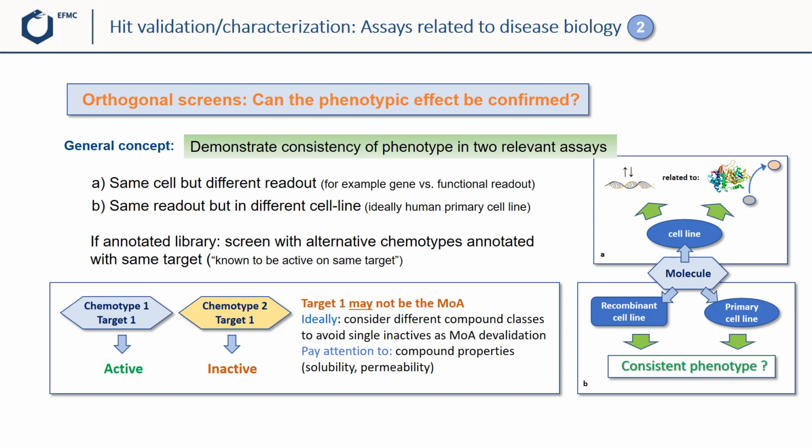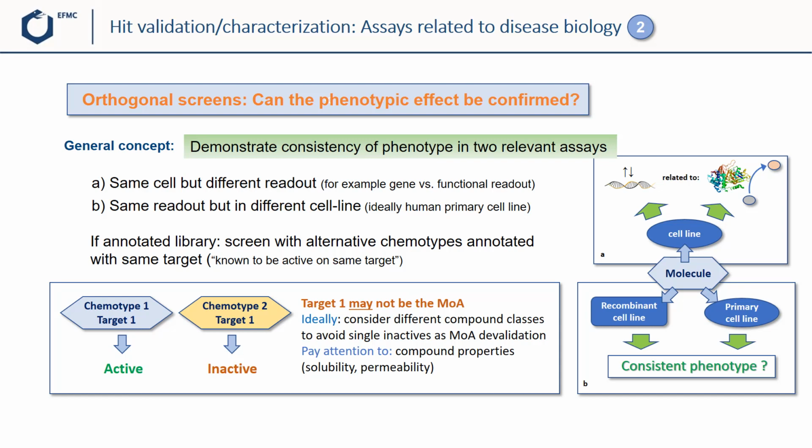The next relevant item in the proper triaging cascade is an orthogonal screen to further verify the observed phenotypic effect to be real. In general, this is to show the consistency of the phenotype in two relevant assays. This can be, and you see this in the box on the right, A, the same cell but using a different readout, for example, gene regulation versus a functional readout, or, as example B, could be the same type of readout but in a different cell line. For example, a more advanced cell line like a human primary cell line is often used here after a recombinant one for the initial screen.